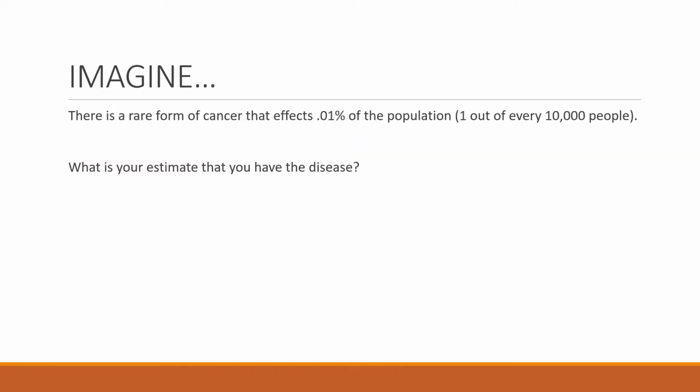All right, so here's the thought experiment. Imagine there's a rare form of cancer that affects 0.01% of the population. So that's 1 out of every 10,000 people. And so not a very common disease. What would be your estimate, based on this knowledge, that you would develop the disease or that you have the disease? If you're dealing with this objectively, you should estimate using what the data is, right? So what's the probability that I have the disease? Well, 0.01%, not very likely. 1 out of 10,000, not a huge probability there.